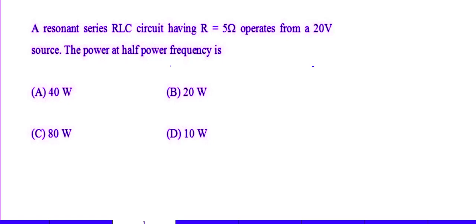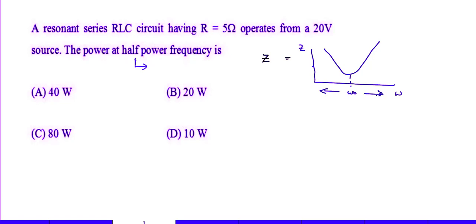So first of all, power at half power frequency அப்படின்னா என்ன? Suppose உங்களுக்கு என்ன தெரியும், series RLC circuit, impedance is a minimum. So Z of omega. At resonant frequency, below resonant frequency it is leading in nature. Above resonant frequency it is lagging in nature.